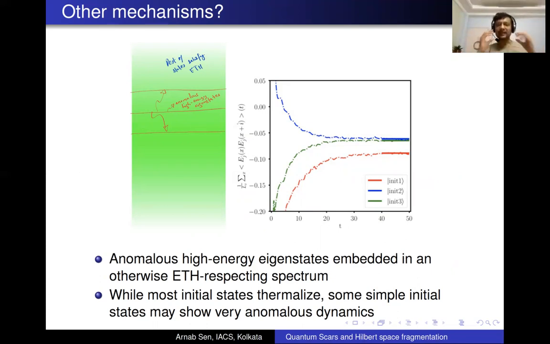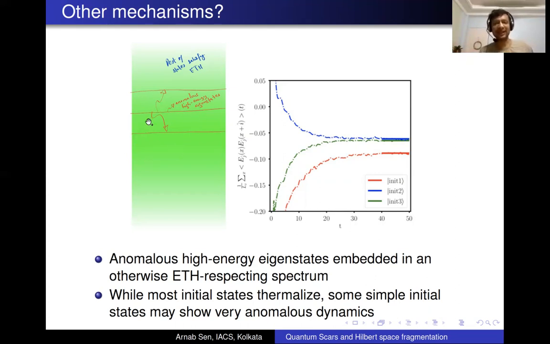Again, I start with some generic interacting quantum model. This is supposed to convey increasing energy. If I look at mid-spectrum states here, these mid-spectrum states satisfy ETH. However, because of some peculiarities, there are a certain number of energy eigenstates here, which I indicate by these lines, and which I call anomalous high energy states. These eigenstates are embedded in an otherwise ETH-respecting spectrum. These eigenstates actually strongly violate it.